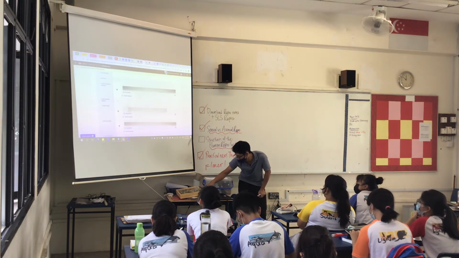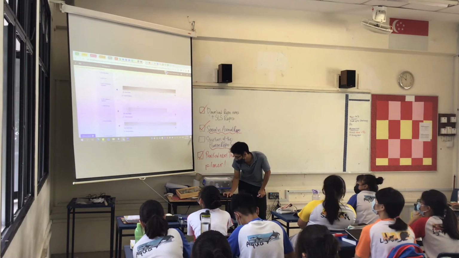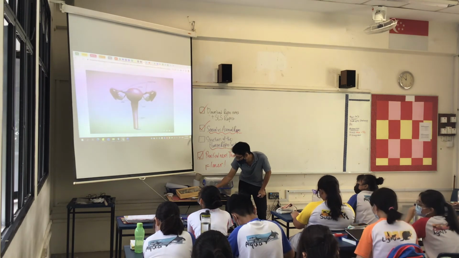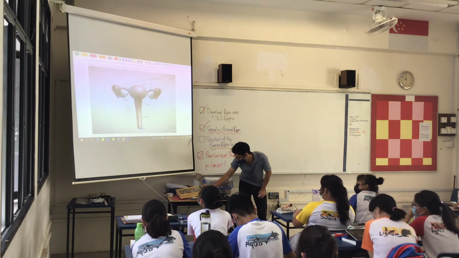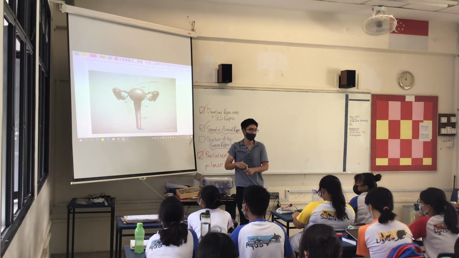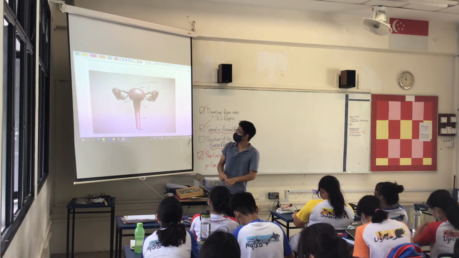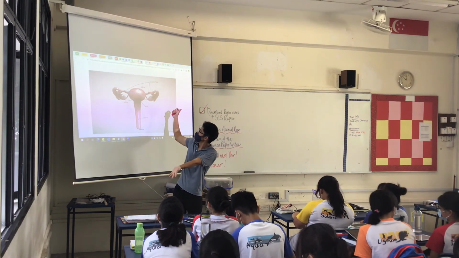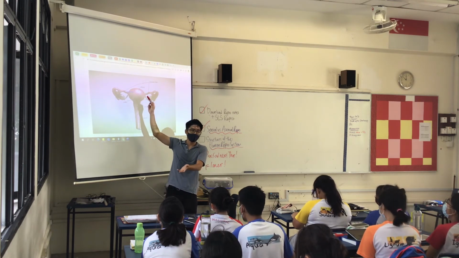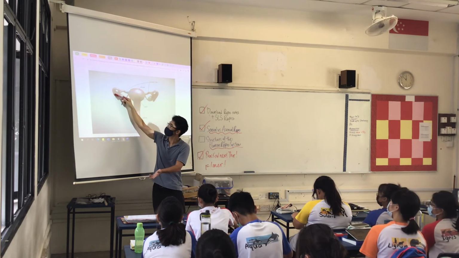Let's have a look at Kayla's response. The female reproductive system. I just noticed that if you want to, you can go ahead and VR this and spin it in front of you. So this is the female reproductive system. Here, she has labeled this as the uterus. These are the fallopian tubes.